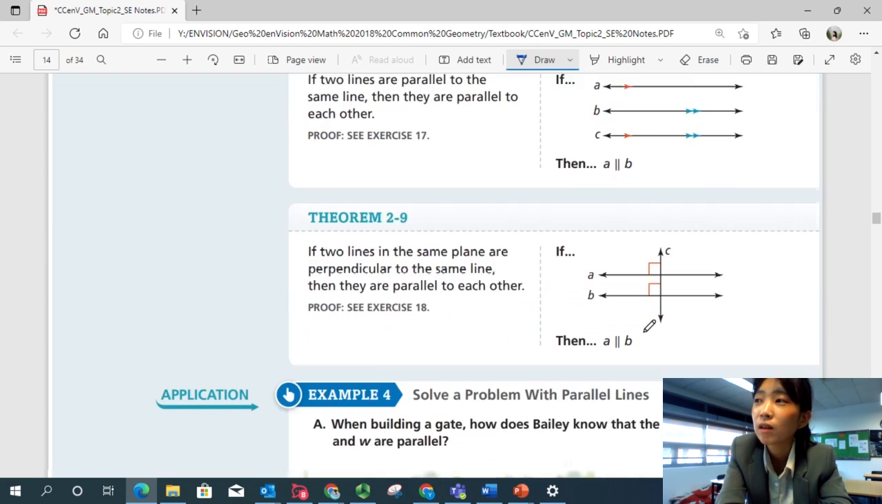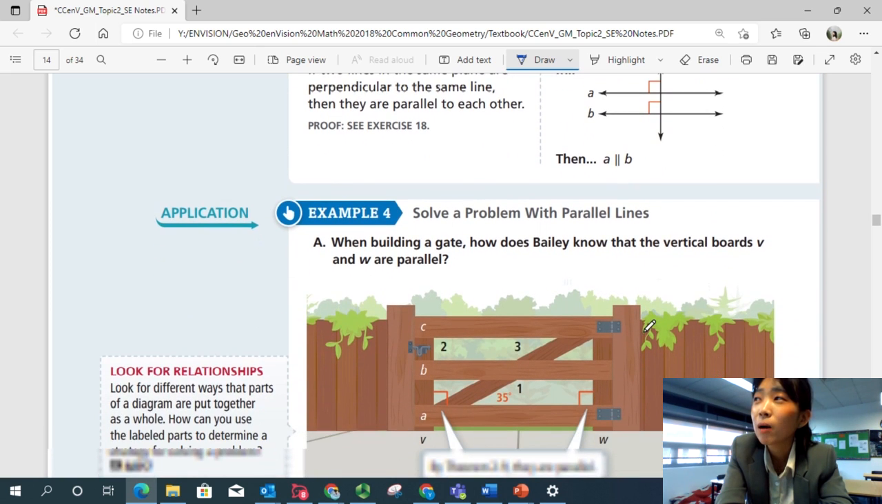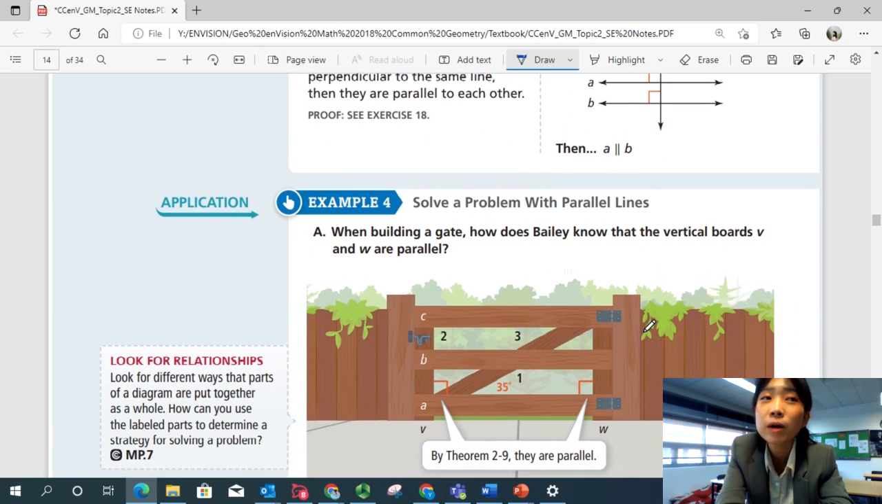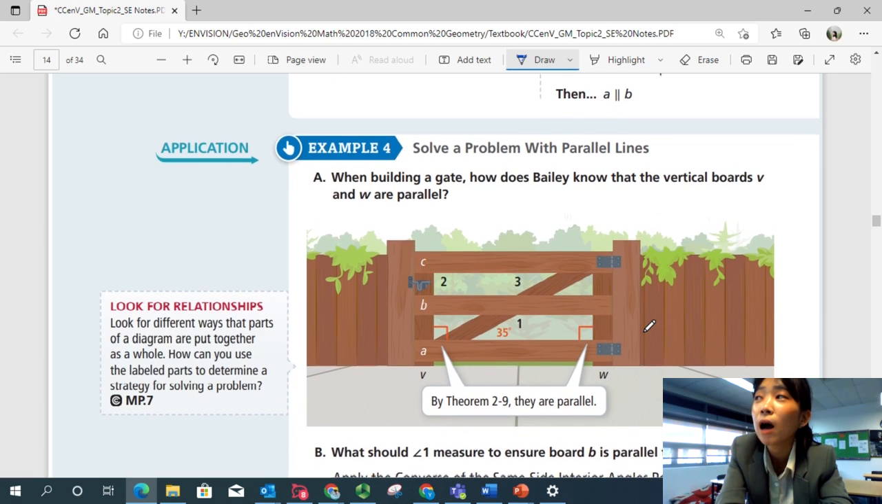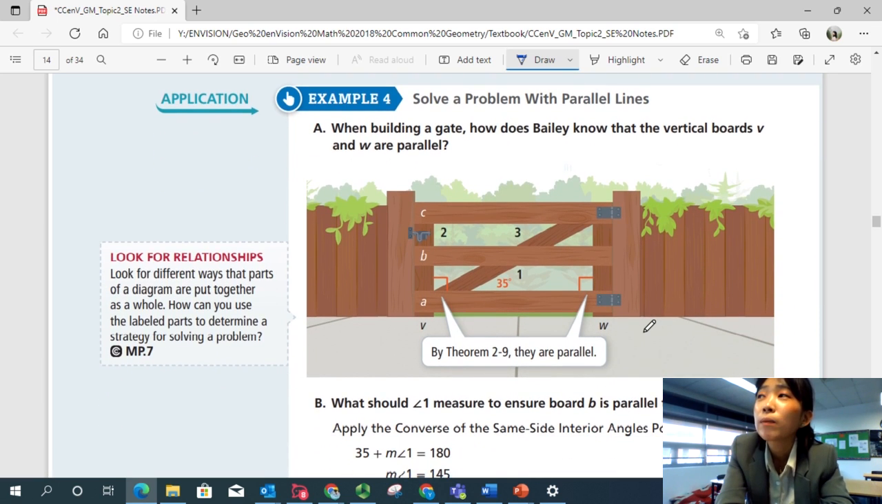They're parallel. Let's look at example 4. We're going to solve a problem with parallel lines. There are a lot of parallel lines you can see in real world problems. Of course, none of them are perfect lines, really, but you can apply our theorems in real life as well. Let's look at part A. When building a gate, how does Bailey know that the vertical boards V and W are parallel? We're talking about the vertical boards behind this fence. Okay, how do we know they're parallel to each other?